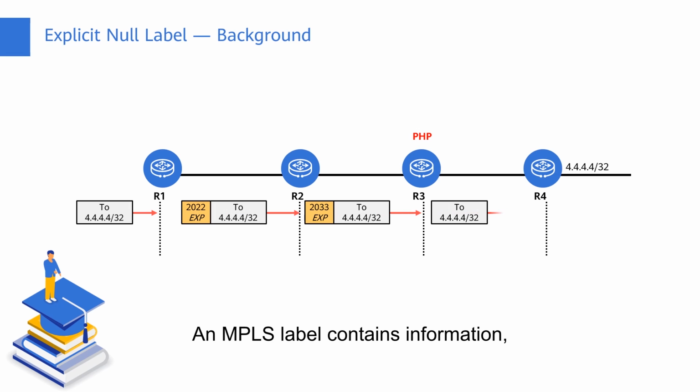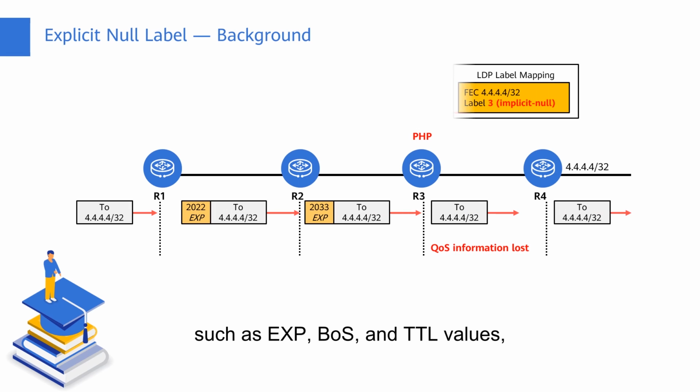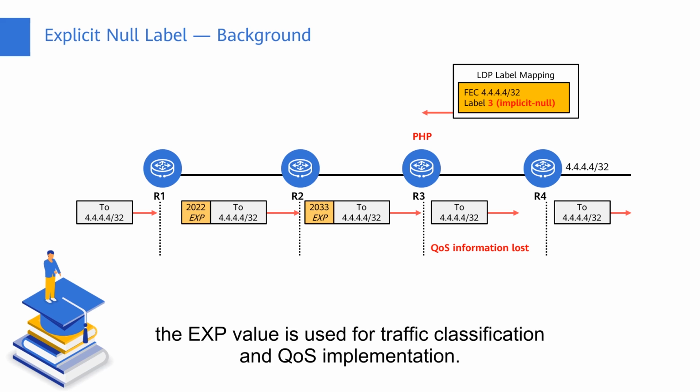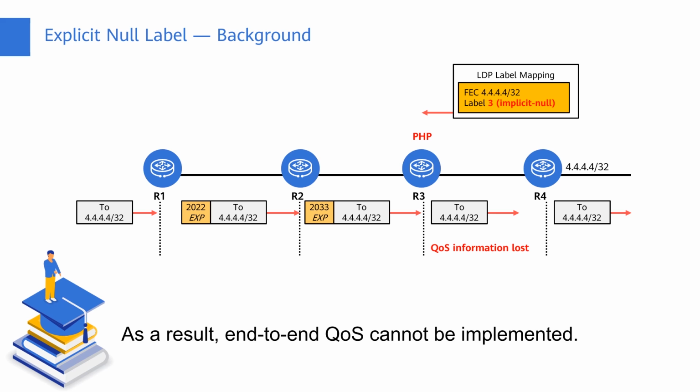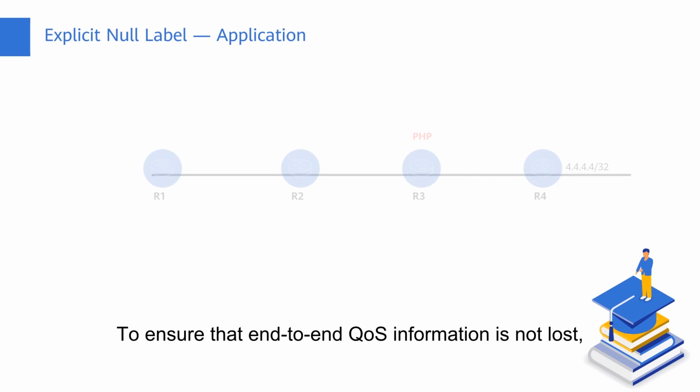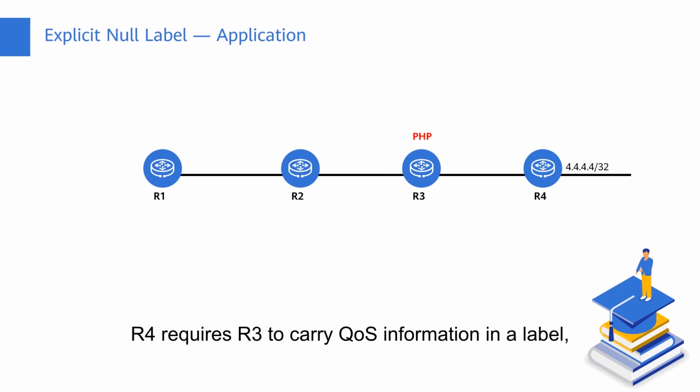An MPLS label contains information such as EXP, BOS, and TTL values, in addition to a label value. Among them, the EXP value is used for traffic classification and queue implementation. After PHP is enabled, the penultimate hop removes the MPLS label and the EXP value. As a result, end-to-end queues cannot be implemented. To ensure that end-to-end queue information is not lost, R4 requires R3 to carry queue information in a label, and therefore an explicit null label can be used.